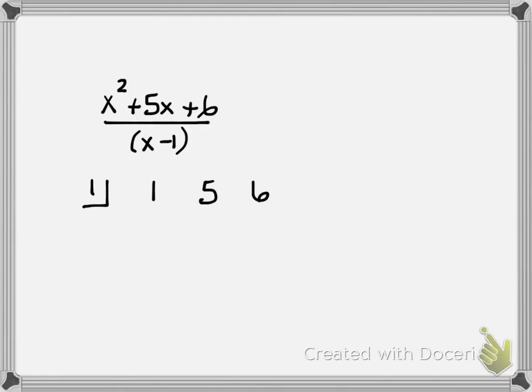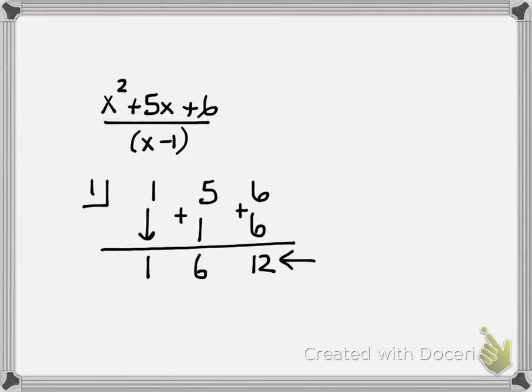We don't have to add any zeros in this case because none of my powers were skipped. I bring down that first number. I multiply. I add. I multiply. And I add. Because this is my remainder, and because my remainder is not 0, this is not a factor. If I were to graph x squared plus 5x plus 6, it would not cross at 1.